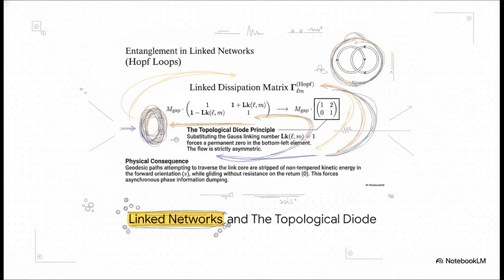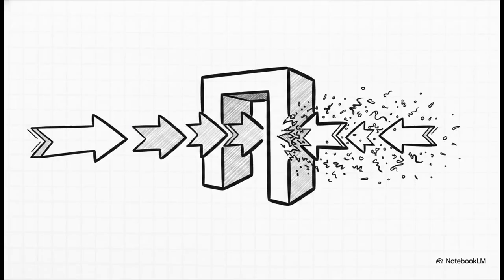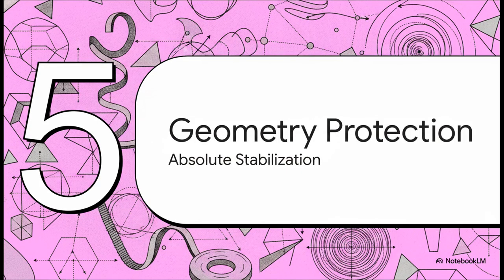The transport equations can no longer be decoupled smoothly. We call this the topological diode principle. Think of it as a one-way street for quantum information. Our geodesic paths glide without resistance in one direction, but they are aggressively stripped of their non-tempered kinetic energy in the other. It acts as a directional geometric pump, forcing an asynchronous dumping of phase information that irreversibly stabilizes our wave function. Now for the ultimate destination, Part 5, Geometry and Topological Protection.